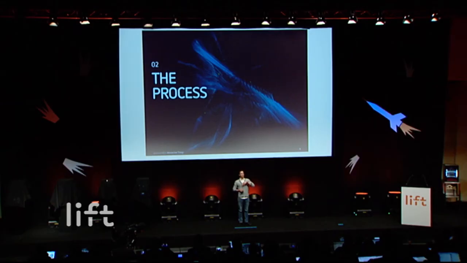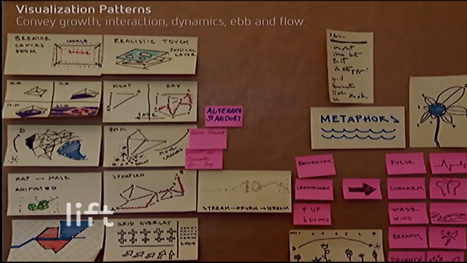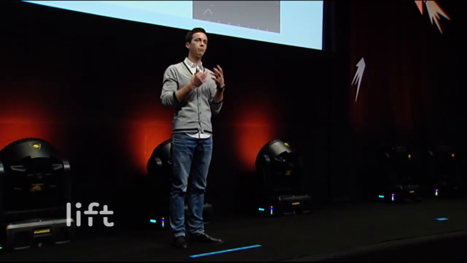To answer this question, we really looked at the aesthetics and the behavior of living forms on multiple scales. Based on this collection, we were then able to distill a set of design patterns that we used to convey the notions of growth, interaction, dynamics, ebb, and flow. With these patterns, we started exploring the data and experimenting with different ways to communicate the embedded stories. And what you see here are just a few of the many, many failures that happened along the way.